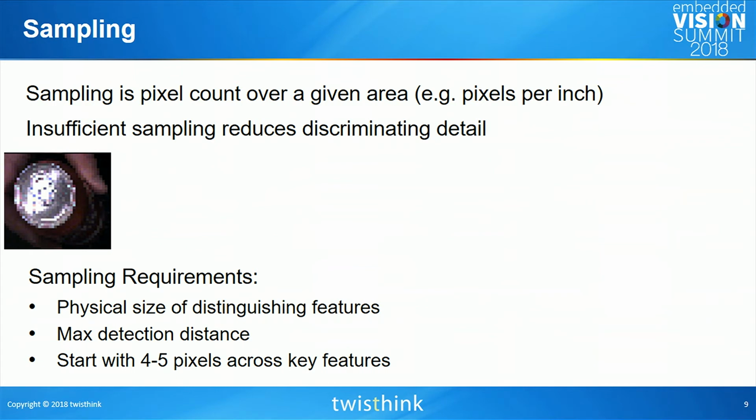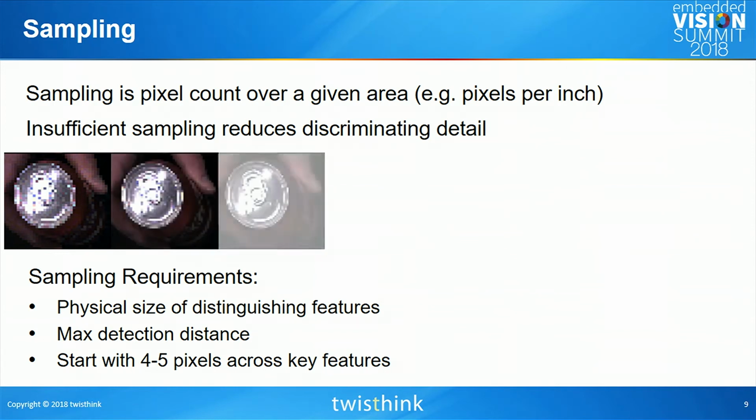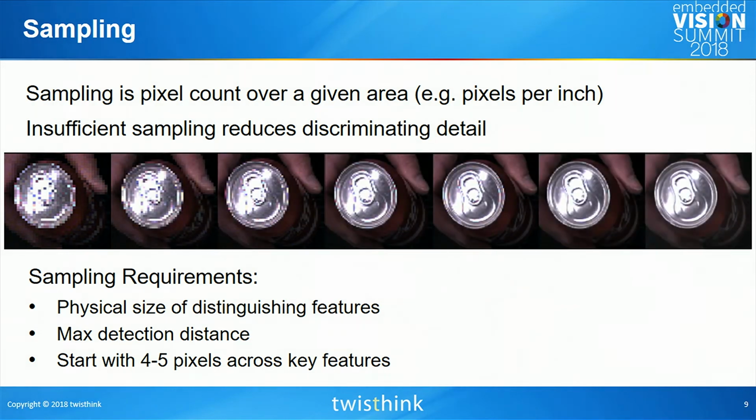Insufficient sampling reduces discriminating detail. Here's an example. It's a little bit difficult to make out what that is. It could be a coin. It could be the top of a Coke can, maybe a hubcap. As we add sampling, it becomes clear that that is indeed the top of a Coke can.